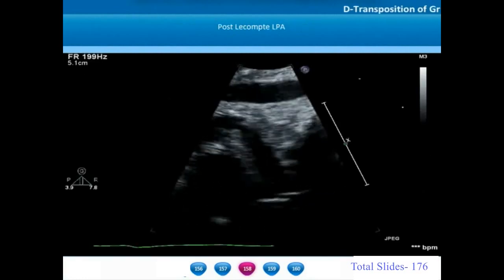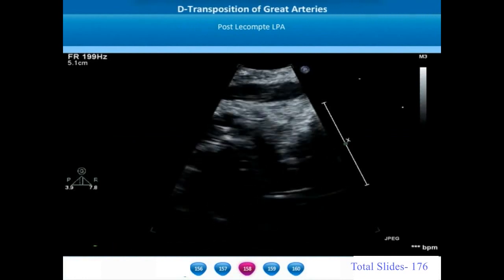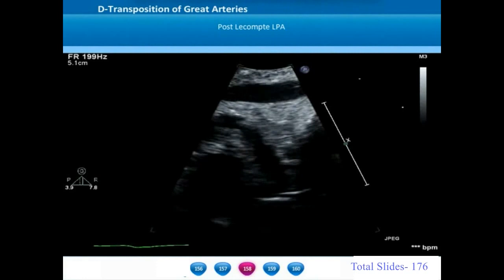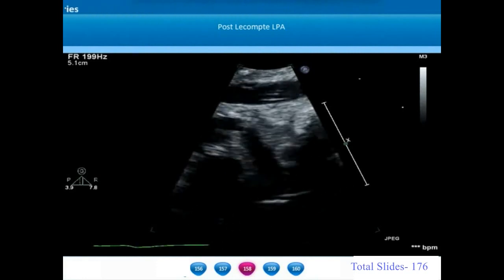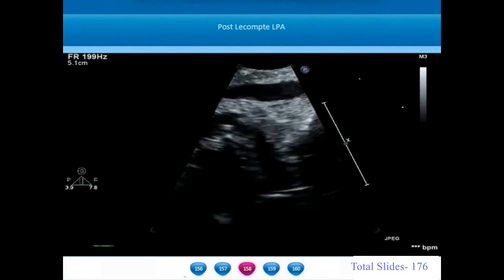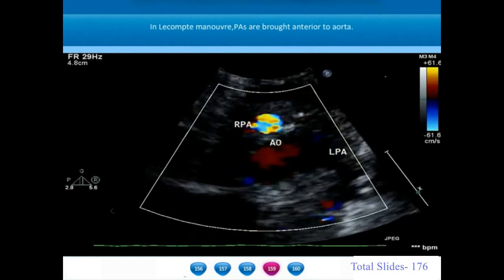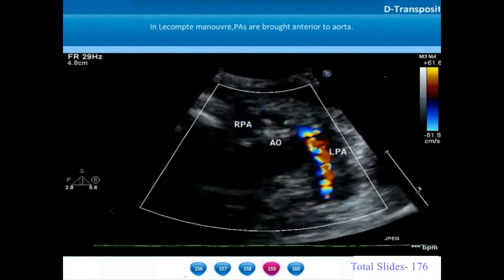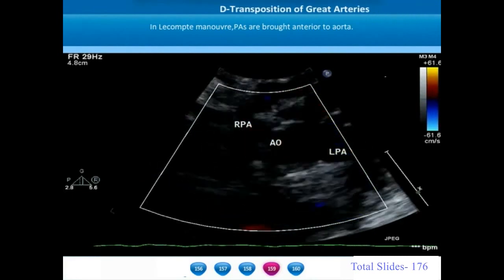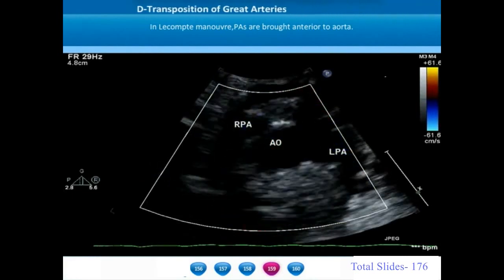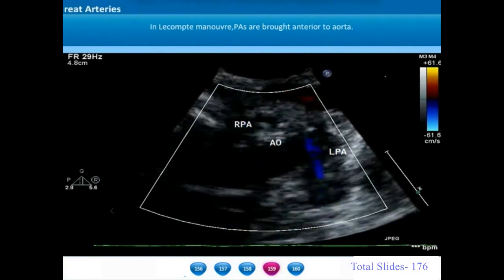After performance of the Lecomte maneuver, where the branch pulmonary arteries are brought anterior to the neo-aorta, the pulmonary arteries may get stretched across and some of the branch pulmonary arteries may get narrowed. In this high parasternal short axis view, we can notice after the Lecomte maneuver, both the right pulmonary artery and left pulmonary artery origins are narrowed and they show a flow turbulence.